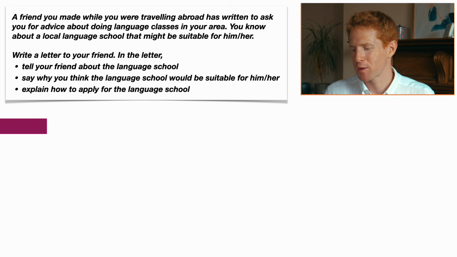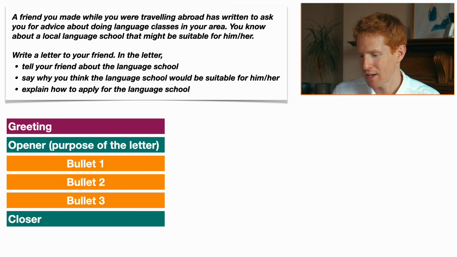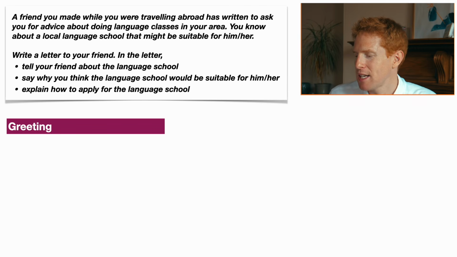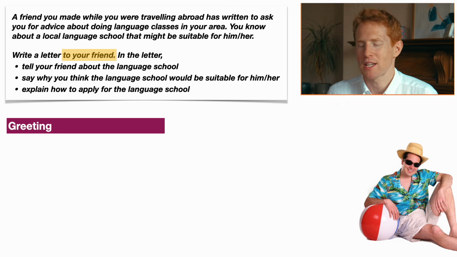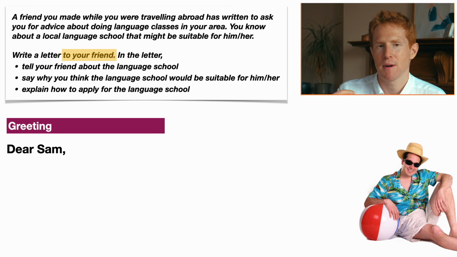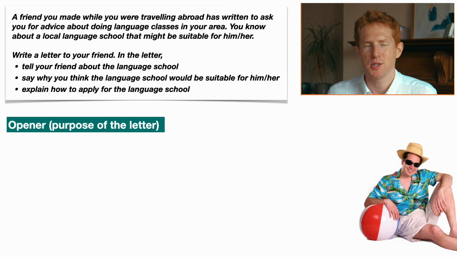So, as always, we're going to follow a set structure. We're going to have the greeting, the opener, the 3 bullet points, the closer, and then the sign-off. And we're going to start with the greeting. Now, because this is an informal letter, we know that because we're writing it to our friend, how are we going to start it? Well, we could say something like, Dear Sam. Perfect. So, Dear, and then first name, and then a comma. Then we move on to the opener, which is the purpose of the letter.